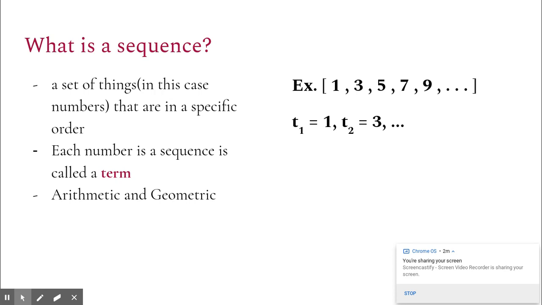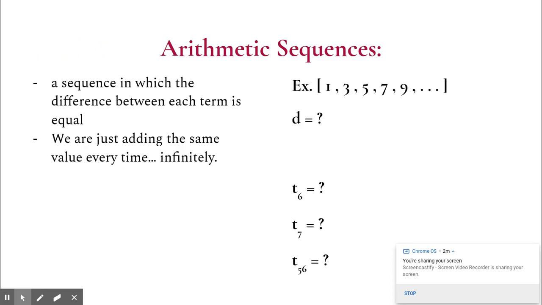The two types of sequences we'll be talking about today are arithmetic and geometric. So, starting off, we have arithmetic sequences. These are sequences in which the difference between each term is equal, and we're merely adding the same value every time infinitely. On the right-hand side, we have a sequence of 1, 3, 5, 7, and 9, and we're told to find the difference. Well, in this case, we notice that each number is just increasing by 2.